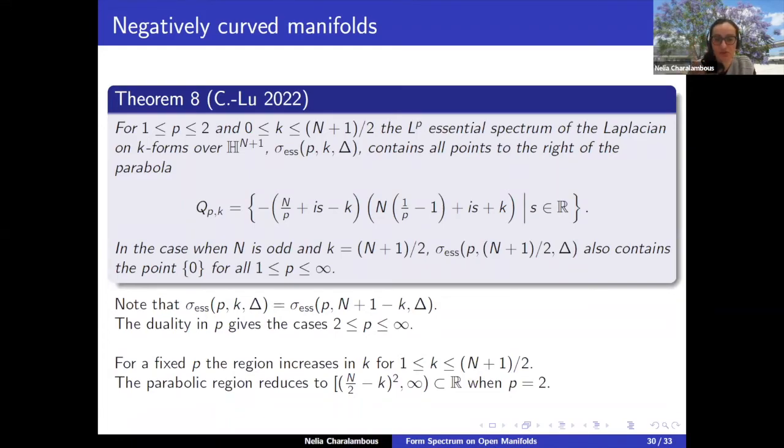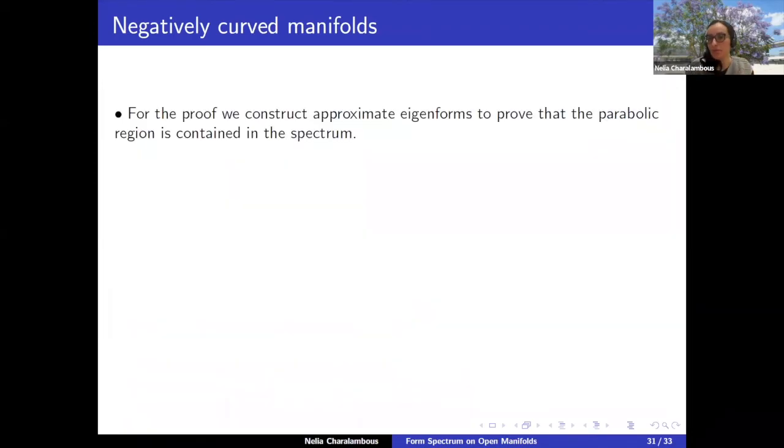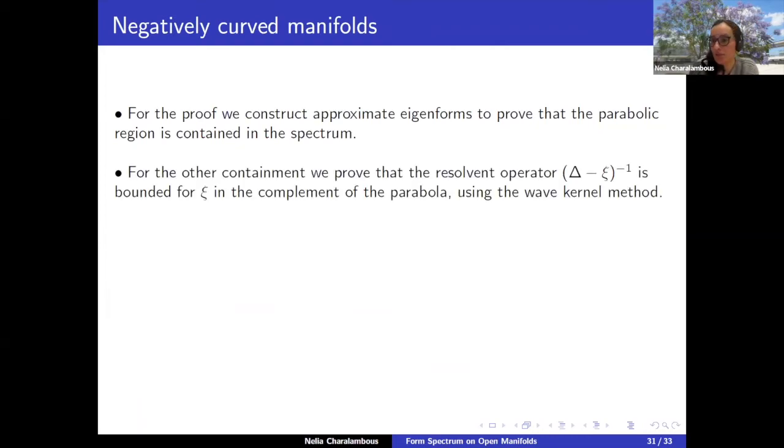And this parabolic region reduces to the interval that Donnelly had computed in the case of p equal to 2. The proof of this result relies on constructing approximate eigenforms to prove that the parabola is contained in the spectrum. For the other containment, one essentially proves that the resolvent operator is a bounded operator for every point that's not inside the parabolic region. And you do that using the wave kernel method and essentially heat kernel estimates for the heat semigroup.